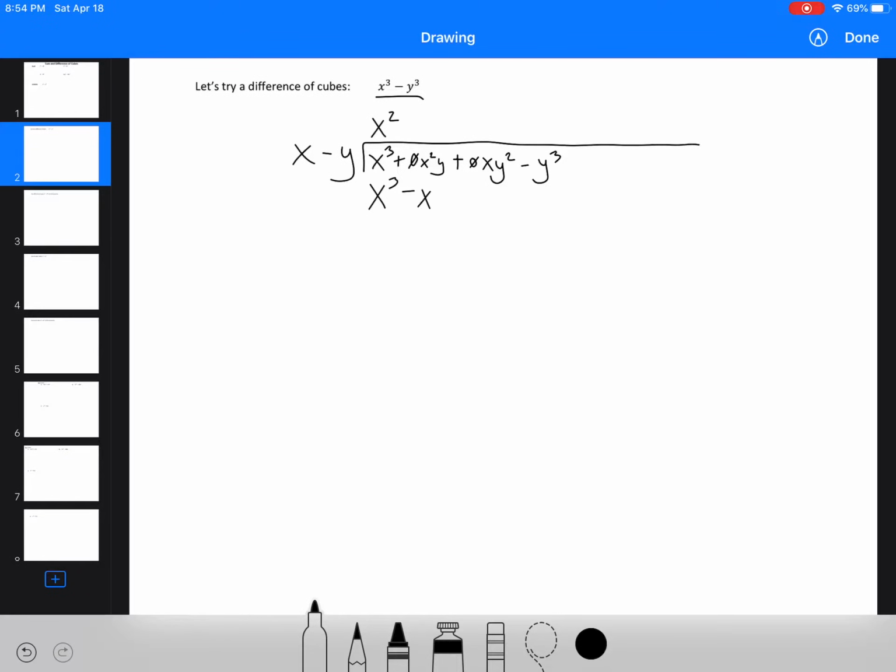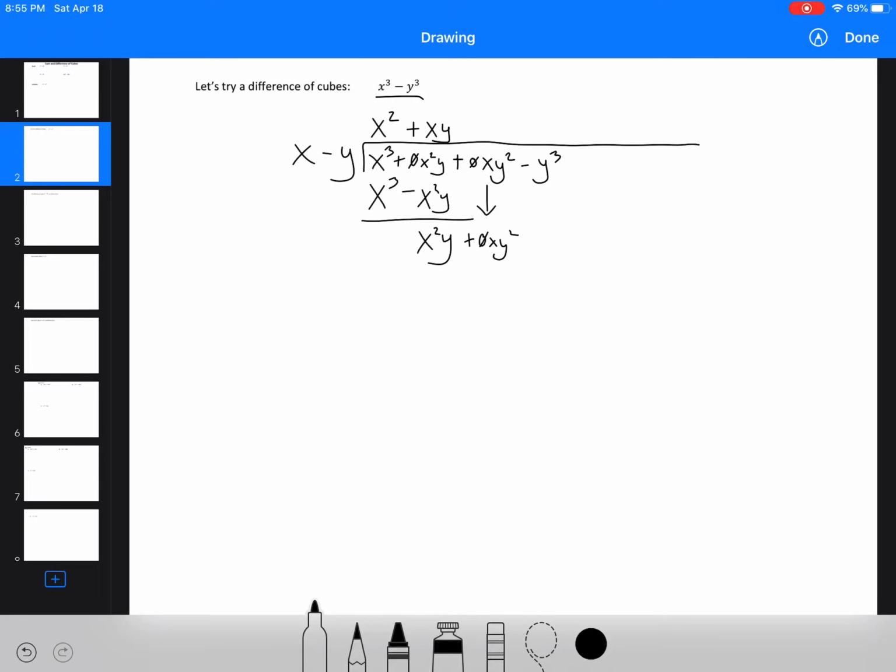We get x cubed. Let's fix that. And then minus x squared y. When we subtract them, you're subtracting a negative, so it becomes x squared y. Bring down the 0xy squared. So really nothing comes down, but it's always easier to have that value there just so we can see it.